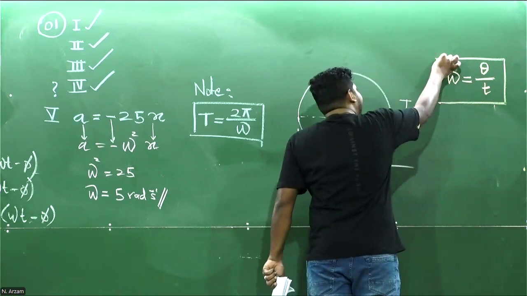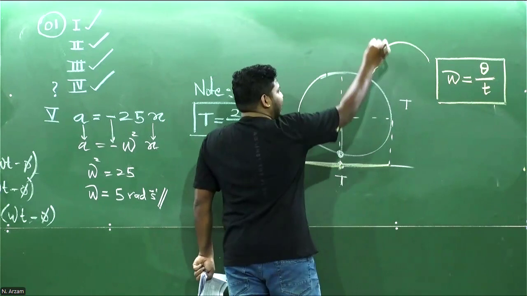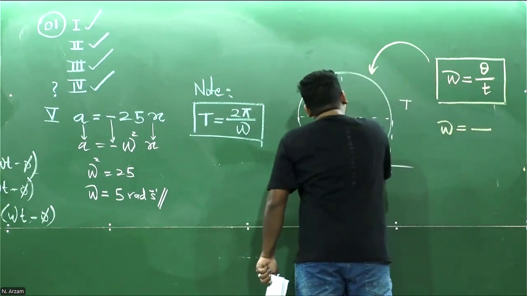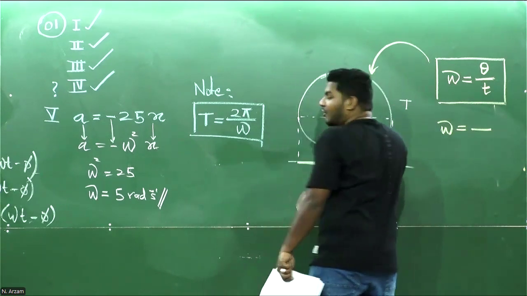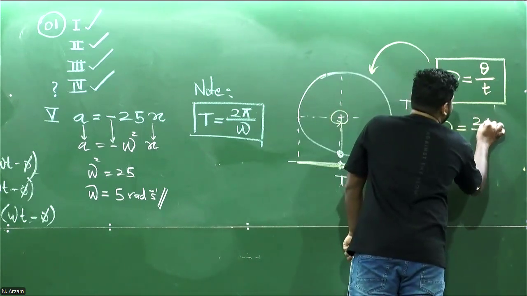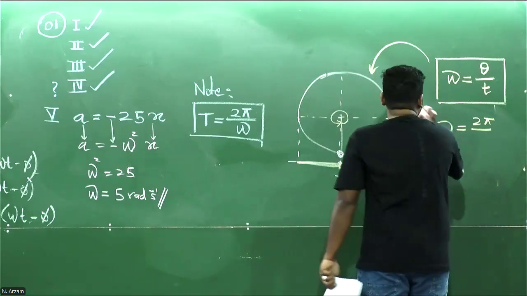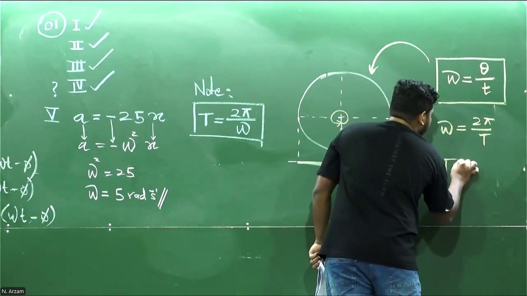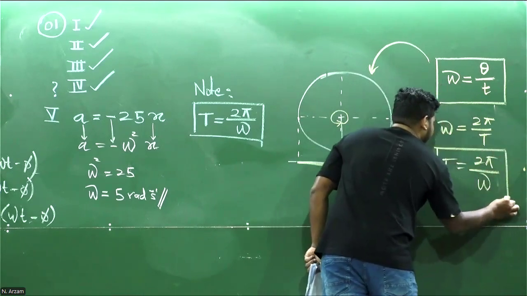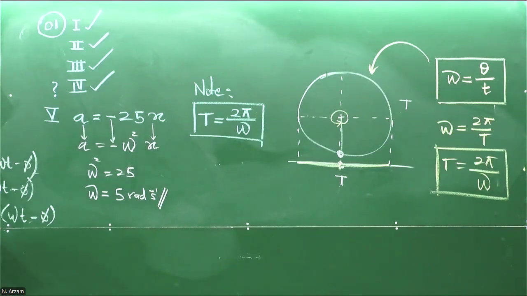So I'm going to substitute this equation for this motion. Now tell me, omega is equal to, for the full rotation, what is the angular displacement? 2π. For the full rotation, the angular displacement is 2π divided by the time taken to complete a full rotation, capital T. So T is equal to 2π over omega. Now you understood, right? Okay.